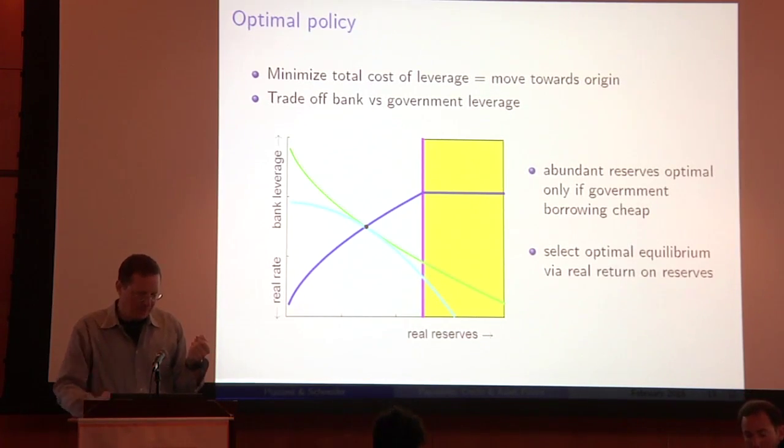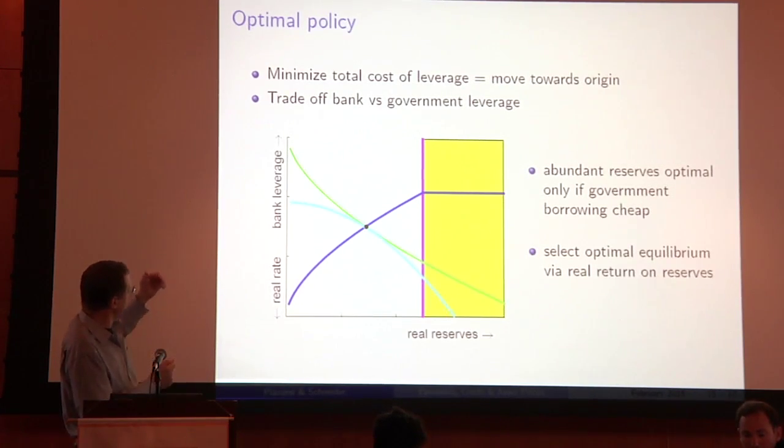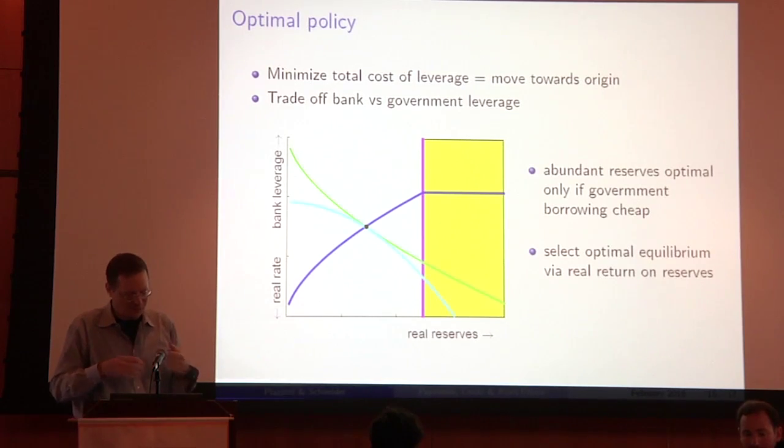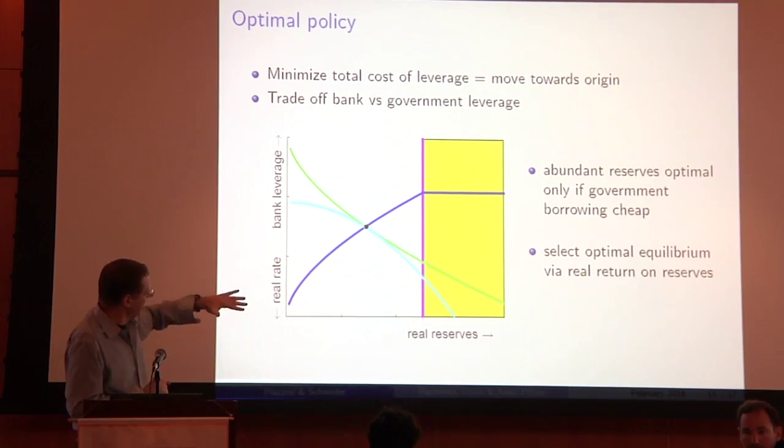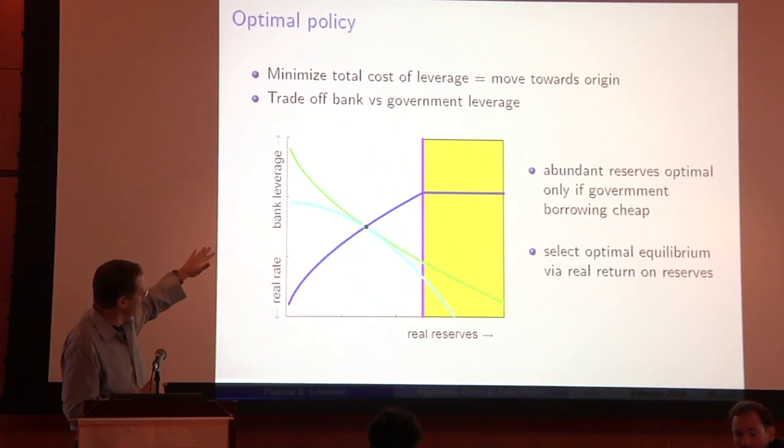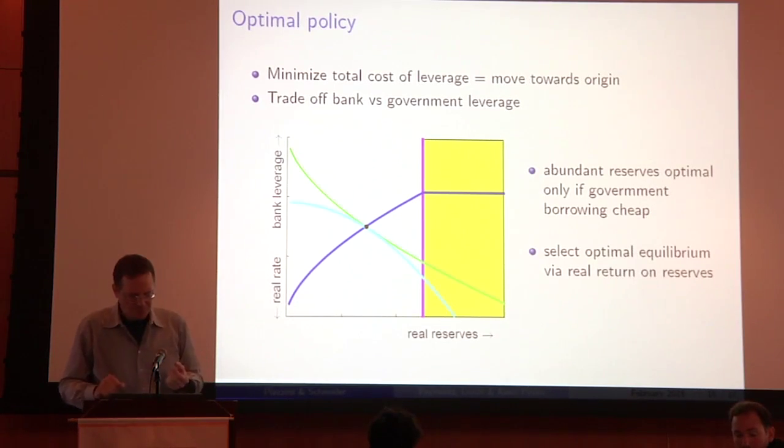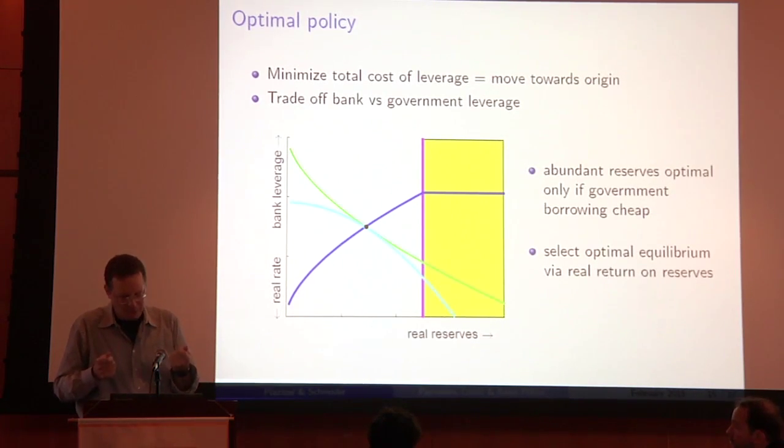Okay, so what's best? Well, leverage is costly, and so we want to minimize the total cost of leverage. In this picture, that means moving towards the origin: get bank leverage down and get real reserves down, which contributes to government leverage. One can represent the welfare in the economy using these curves like the light blue one. And then we get an optimum, a best equilibrium, that could be either in the abundant reserve region or in the scarce reserve region. This depends on the relative cost of borrowing for the government and the banking system.